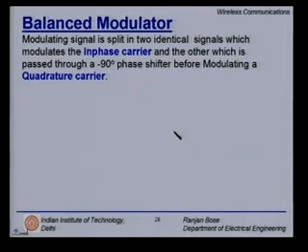The other way to generate an SSB signal is to use a balanced modulator. How does that work? The modulating signal is first split in two identical signals, one of which modulates the in-phase carrier and the other is passed through a minus 90-degree phase shifter before modulating a quadrature carrier. So, in-phase is cosine 2 pi f_c t, quadrature is sine 2 pi f_c t. So, your original signal is first split, one is passed through a minus 90-degree phase shifter, trying to mimic what Hilbert transform is doing.